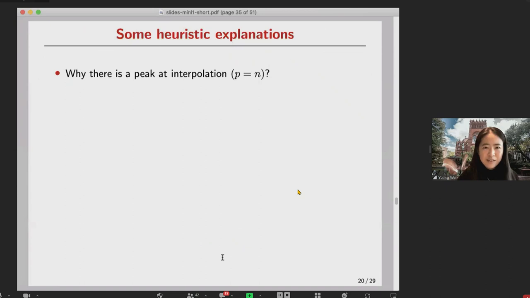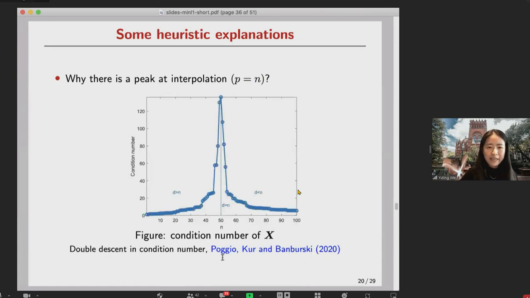Okay. So some heuristic explanation about this curve. First, why is there a peak at the interpolation point where p equals n, as is shown by this nice 3-page paper by Pojo et al. in 2020, where they plot just the condition number of X. When you consider the condition number of X, you already see a peak at p equals n, because the condition number is not stable at p equals n. So you should always expect a peak at the interpolation point.